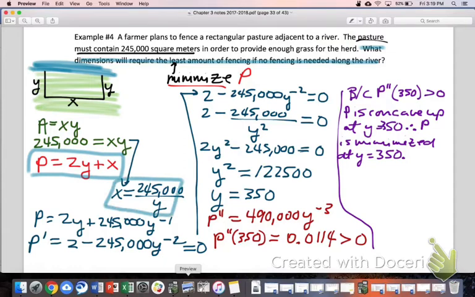x ought to be. So if we do 245,000 divided by 350, we end up with 700. So if y is 350, x is 700, and that would produce the minimum amount of fencing given that the area must be 245,000 square meters.